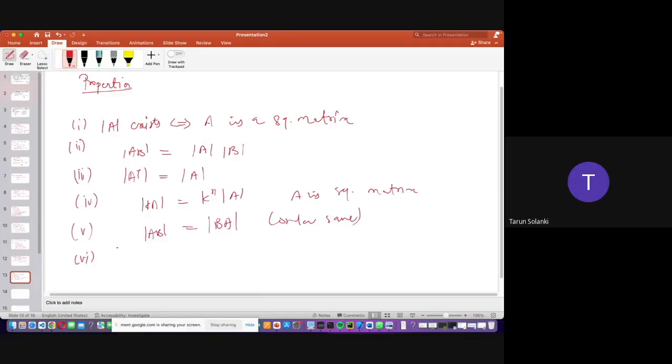Next property is, if A is a skew symmetric matrix of odd order, then mod A is equal to 0.